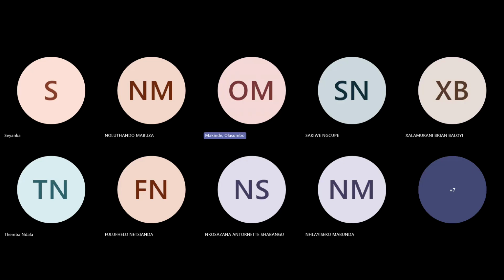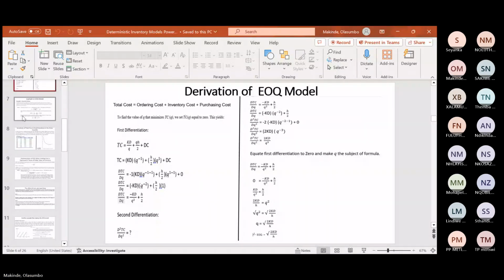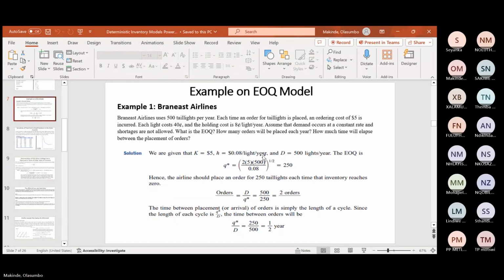So I'm going to take you there. We are going to see an example here. Let's look at an example of Brain East Airlines, and we see how this inventory problem is solved. And how did we know that an EOQ inventory model can be applied here? So let's read it.